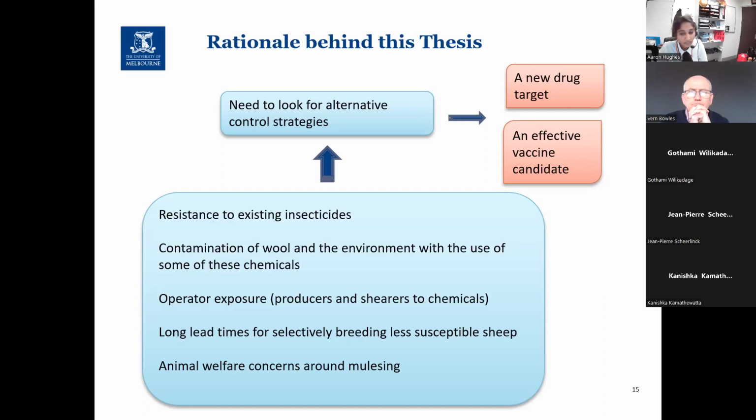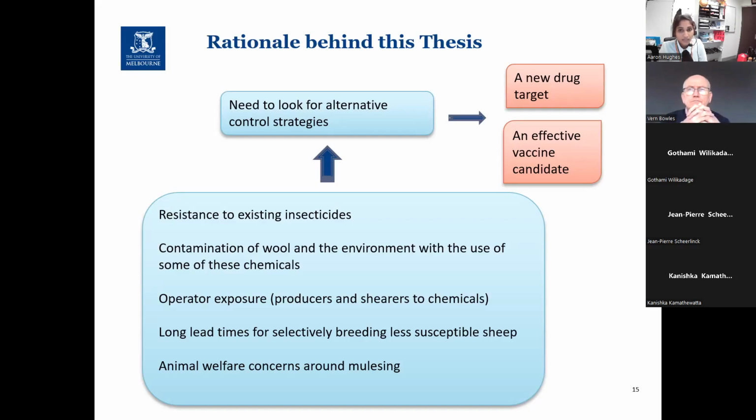Not only that, but contamination of wool and the environment with the use of insecticides, and acute and chronic health issues with some of the insecticides like organophosphates. And selective breeding. I have mentioned that selective breeding is one of the effective ways of controlling Flystrike, but still it takes a lot of time. And mulesing is also effective in controlling the flystrike, but it has animal welfare concerns. So because of these limitations, it's important to look for other alternative control strategies.